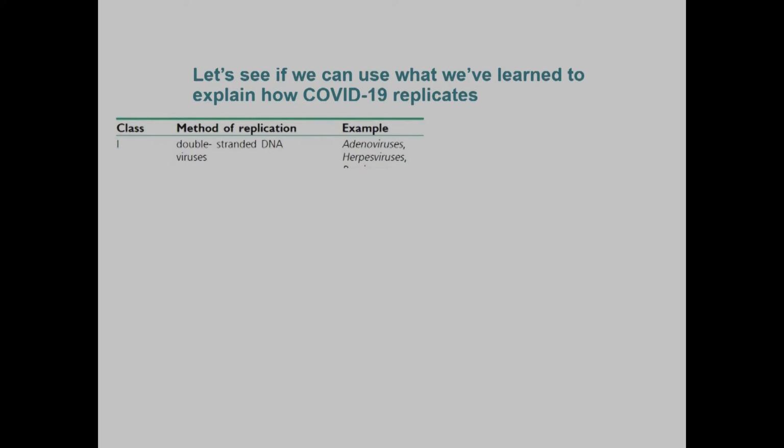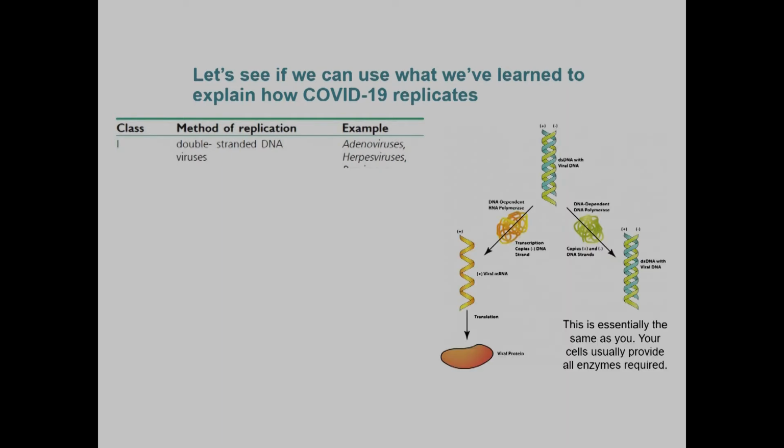The most simple one to think about is double-stranded DNA viruses. Examples of this are adenoviruses and herpes viruses. These are going to pretty much work the same way you do. They're going to have regular double-stranded DNA, and that DNA is going to be replicated using a DNA polymerase that's DNA dependent, just like yours, and a DNA dependent RNA polymerase to make mRNA, just like yours, and it'll go through translation the same way you do. So these viruses are really not that different from you or I.